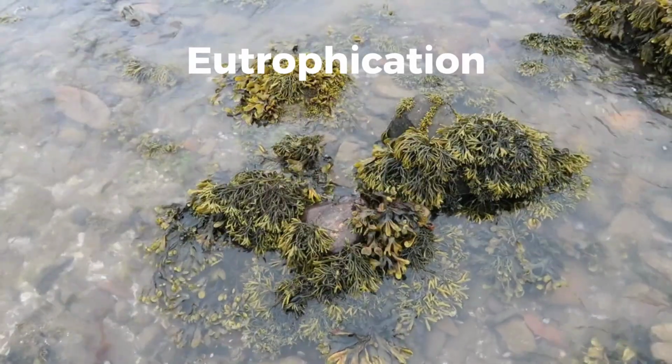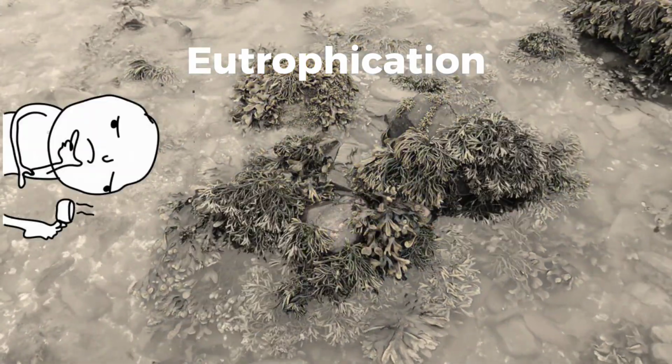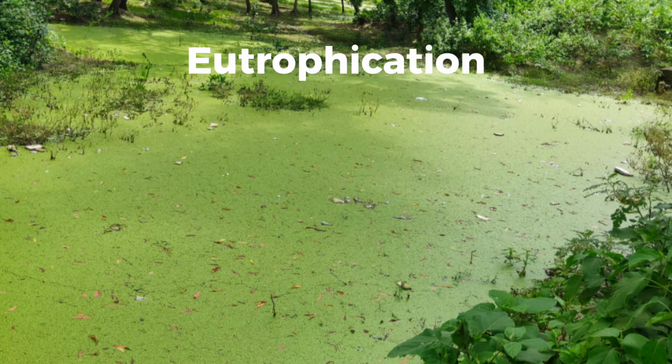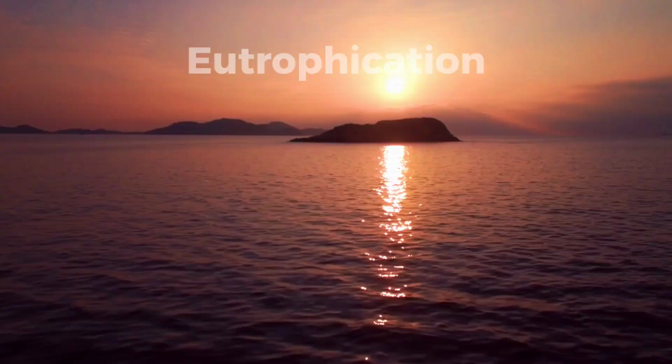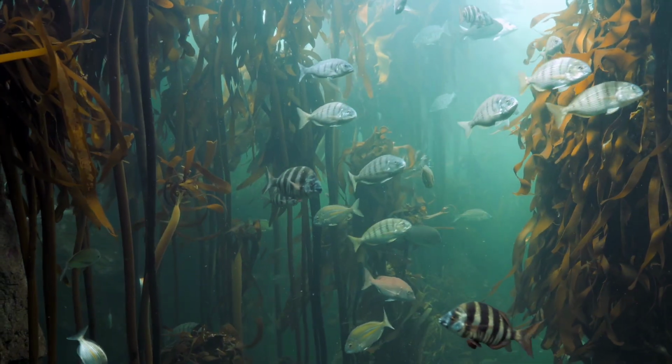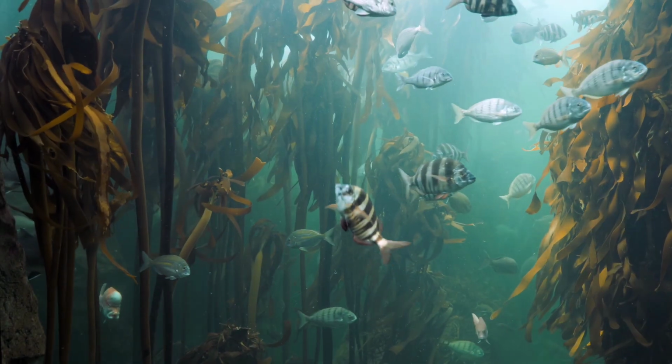Now, eutrophication. Gabriela, what is eutrophication? Well, this happens when excess nutrients cause uncontrolled algae growth, blocking sunlight. And without light, aquatic plants die, and oxygen is depleted, affecting all marine life.